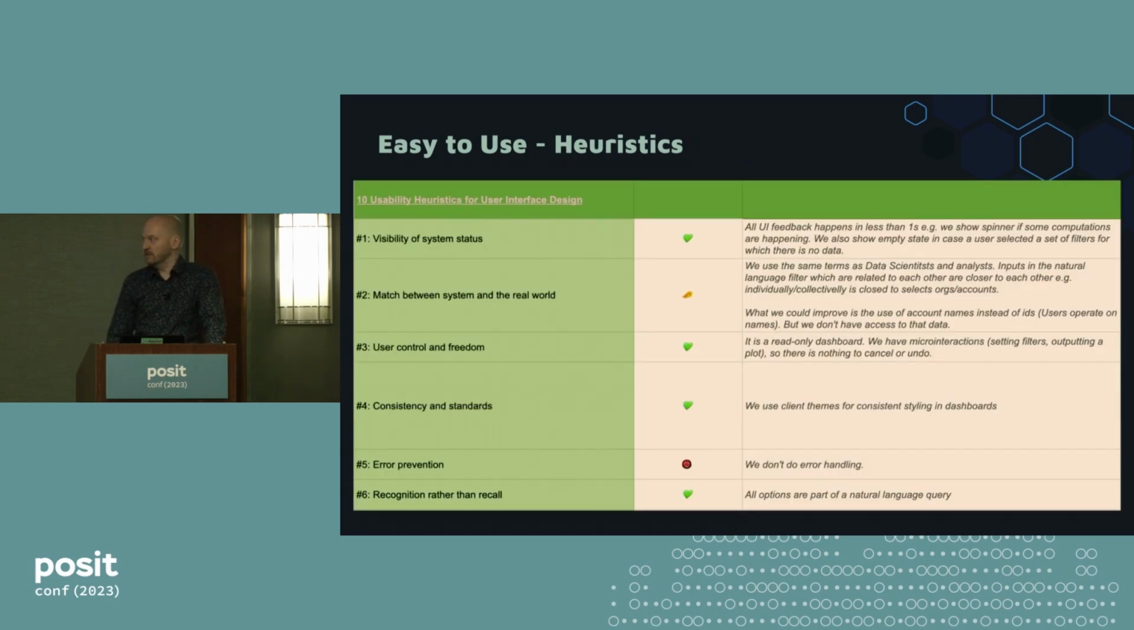So, for example, this is an example of a filled-in evaluation for one of our apps with those Jakob Nielsen heuristics. As you can see, we did a good job on visibility of system status, but maybe not necessarily error prevention. So that would be a signal that in the next iteration, we should think about error handling.